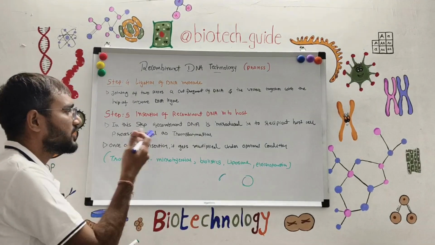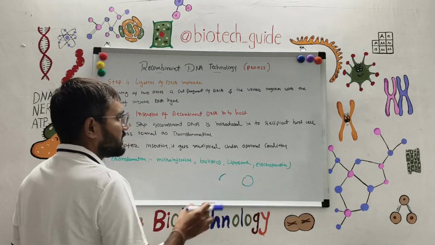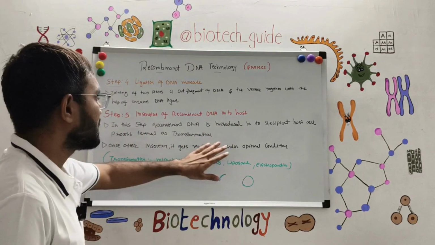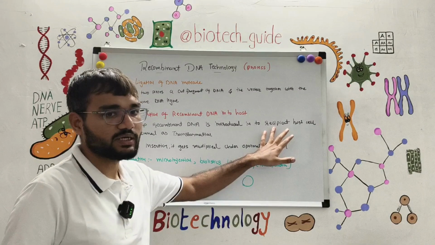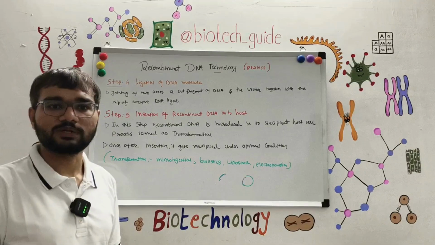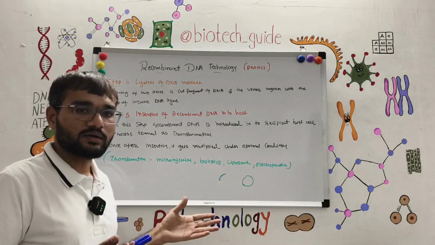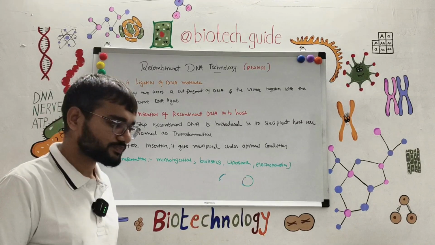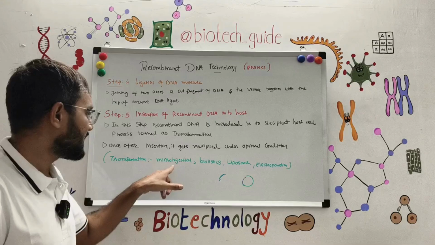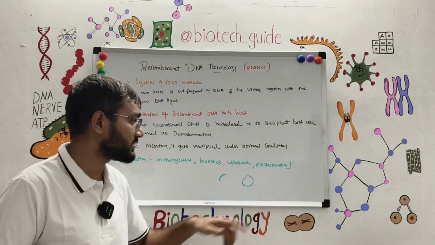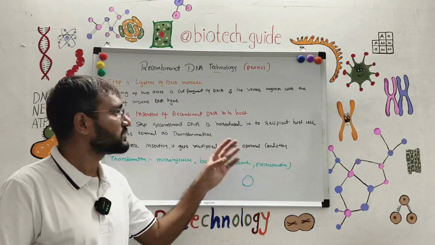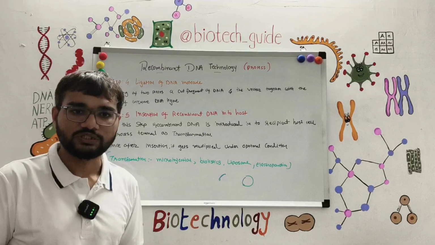Then step 5, insertion of the recombinant DNA into a host. Now this recombinant DNA goes for insertion. This is defined as transformation, right? In this step, the host is also defined as a recipient because it receives the recombinant DNA. Once inserted, it gets multiplied under optimal conditions, right? As we discussed in the previous PCR, polymerase chain reaction, it is applied in a controlled condition. There are different steps in PCR. Different transformation techniques are also applied, like microinjection, biolistics, liposome mediated transformation, and electroporation, where different techniques are used for insertion of the recombinant DNA into a host cell, right? So this is all about the steps in recombinant DNA technology.